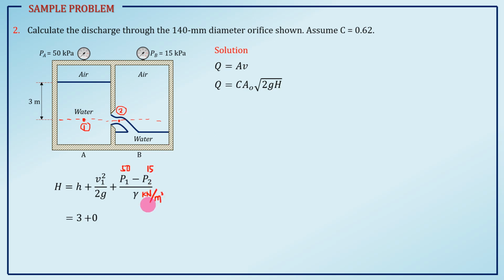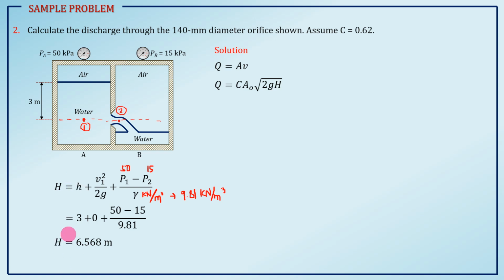So, what is the unit weight for water in kilonewton per cubic meter? That is 9.81, right? So, we just divide 50 minus 15 by 9.81. Simplifying, our H, the total head producing the flow, is 6.568 meters.